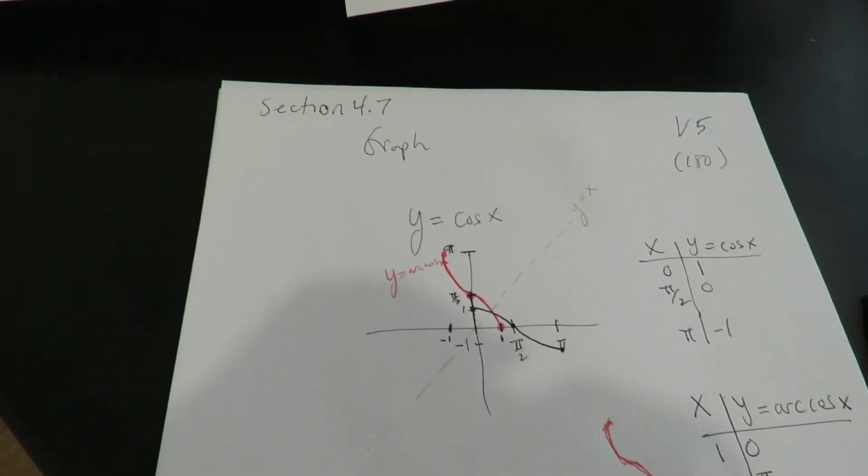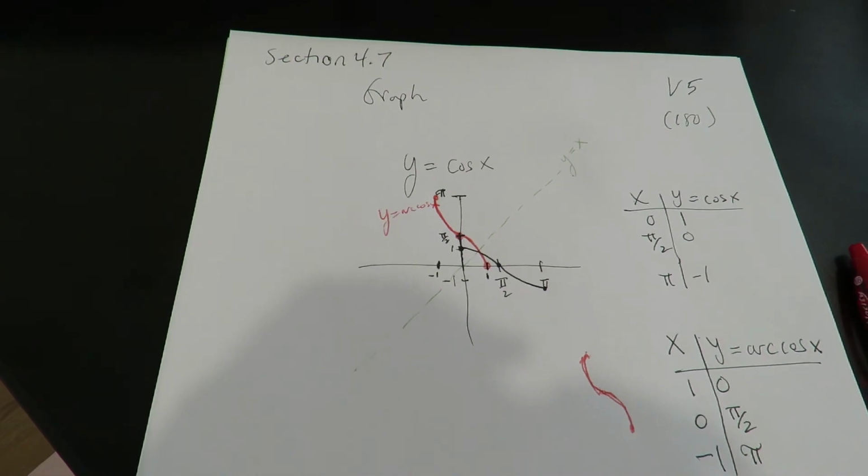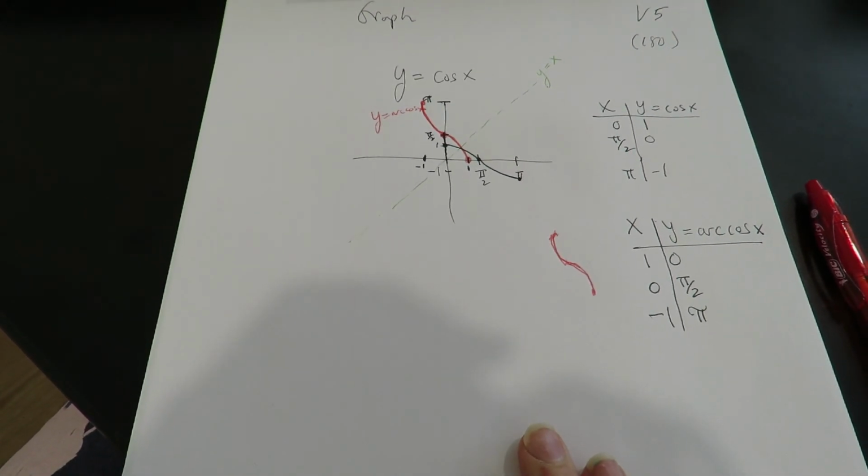Okay, gang, that is it for the arc cosine. We just have one more because we're going to do arc sine, arc cos, and arc tan. So those are the three we're going to do. I'll pick up with that in my next video.